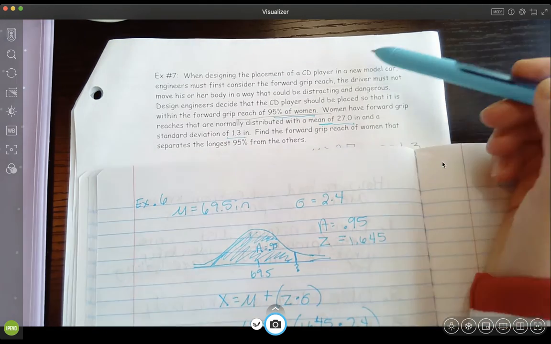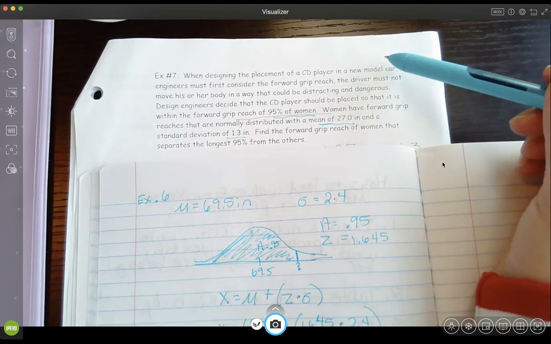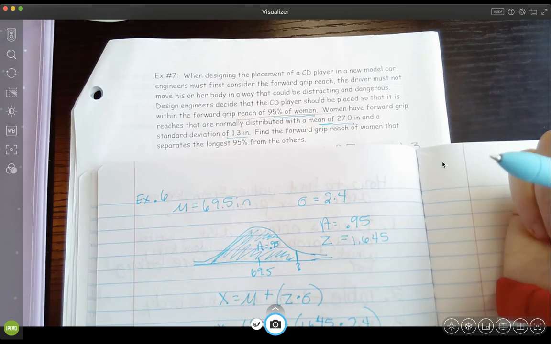Isn't this interesting how this is taken into account whenever they build cars?